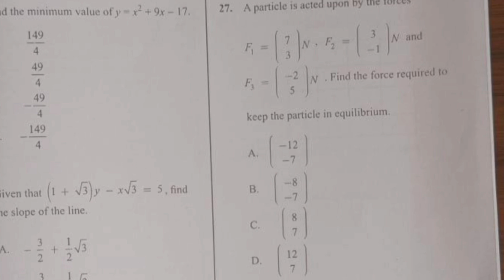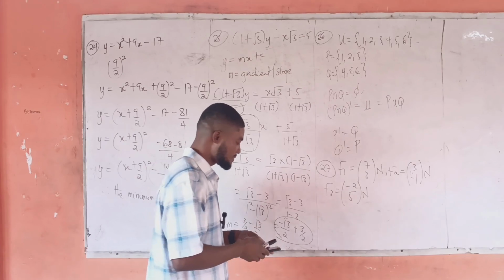Question 27 says that a particle is acted upon by the forces F1, which is 7, 3 Newton. We have F2, which is also 3, minus 1 Newton. And then finally F3, minus 2, 5 Newton. Find the force required to keep the particle in equilibrium.